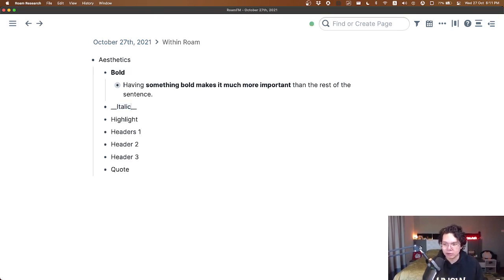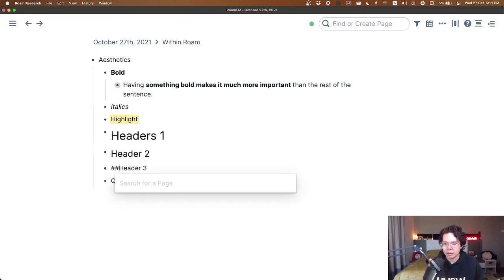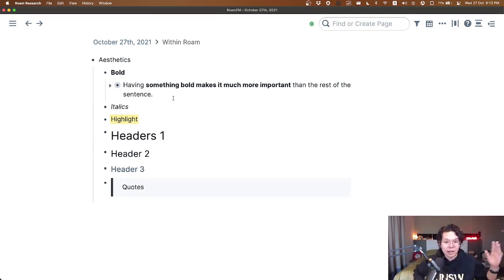We also have italics. We also have highlight. We also have headers. And we also have quotes. These formats can really help you when it comes to distinguishing specific things. Maybe italics is instructions for you, the user of the graph. Maybe highlight is something that you have physically highlighted in the book, and you want to distinguish what is written verbatim from a source in your graph, so that you don't confuse it with your own writing or your own semantics, as we explained in a different video.